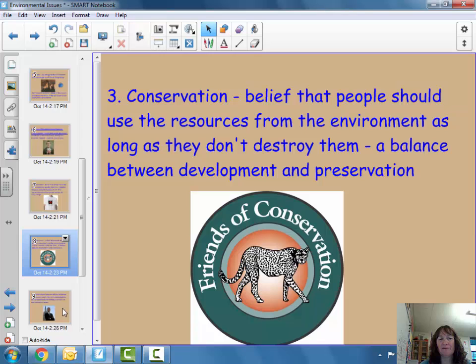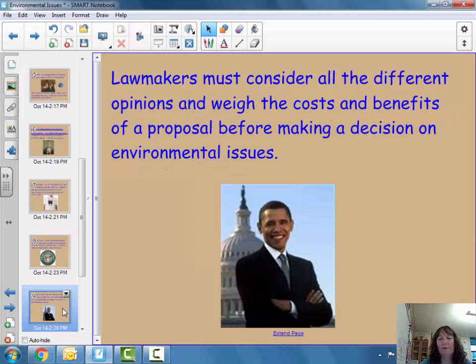Now, when you have these three different viewpoints, you have people that are the lawmakers, who Barack Obama right now is the head of. They have to consider all the different opinions and weigh the costs and benefits of a proposal before making a decision on environmental issues. So a cost would be something bad that would happen if they made that decision, and a benefit would be something good that would be happening if they made that decision.